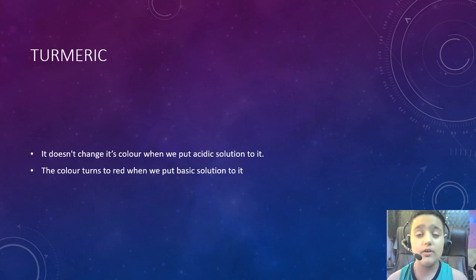then if the food was containing some turmeric, what would you try to remove that stain with? Soap. And if you try this, then the color would change to red. So this was an example of the turmeric changing its color to red when we put a basic solution to it. And as we all know, soap is a basic solution.